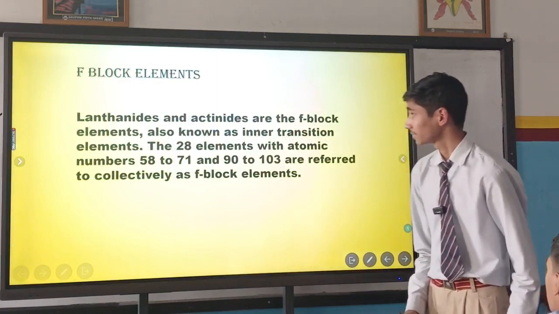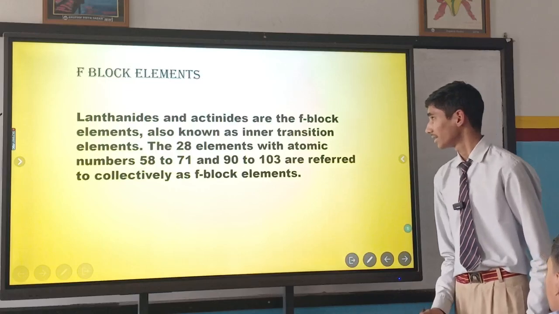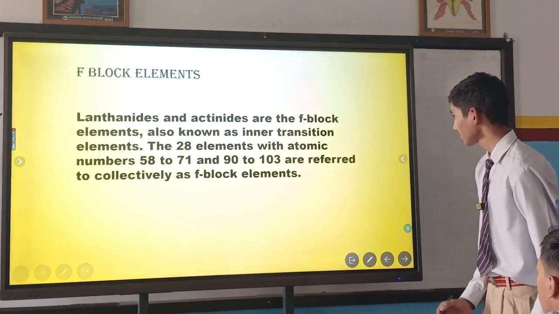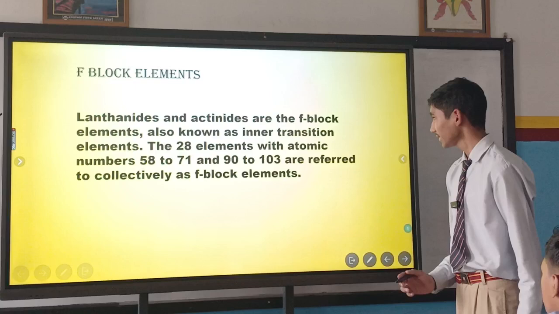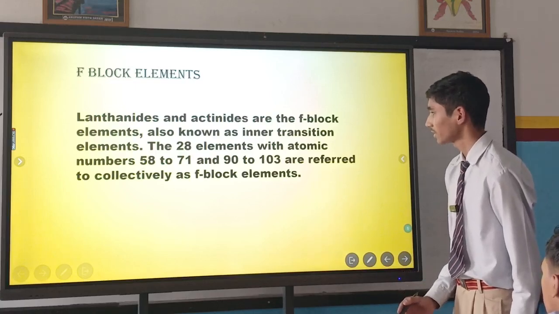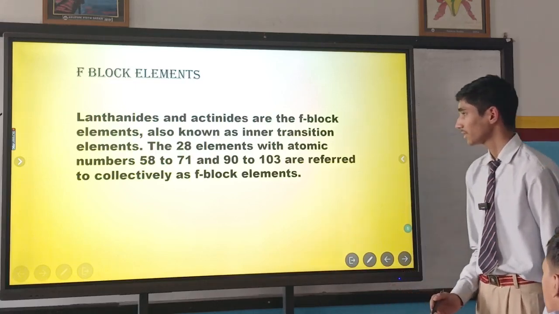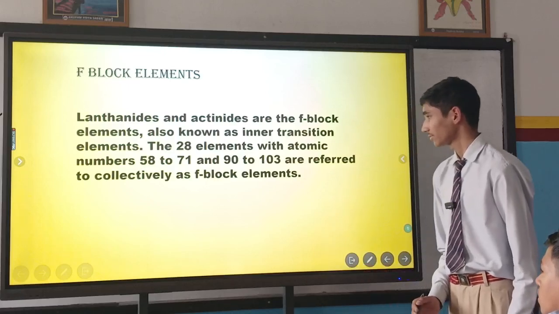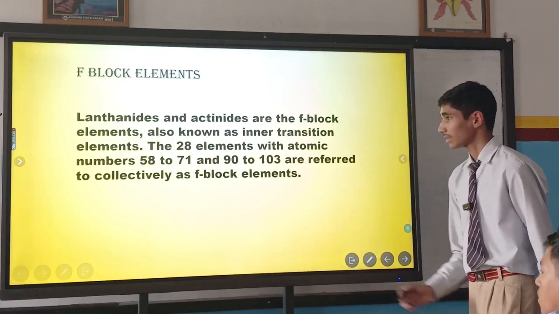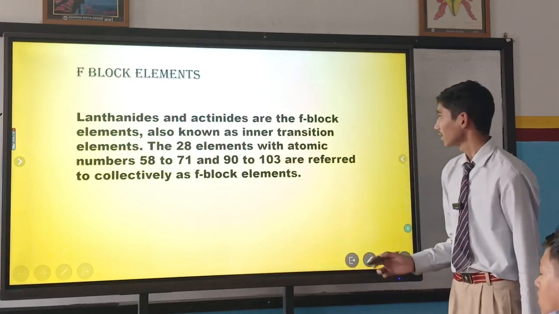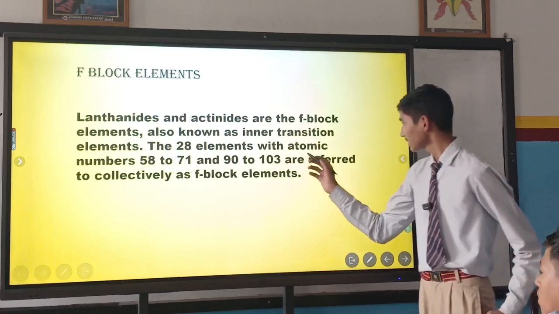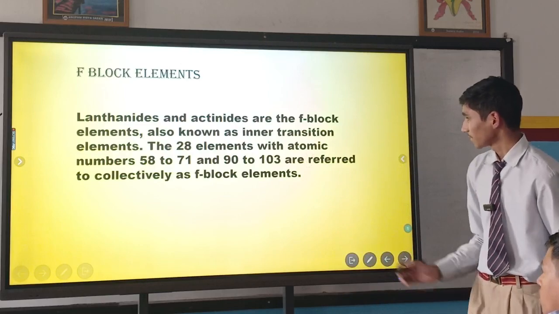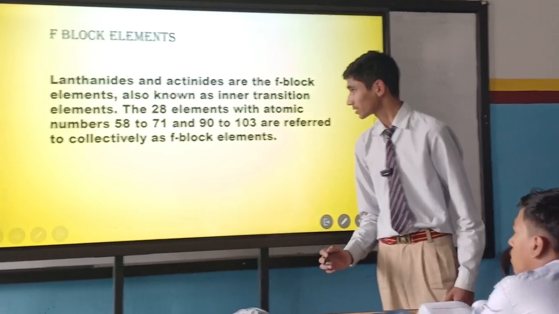F block elements. Lanthanides and actinides are the F block elements, also known as inner transition elements. The 28 elements within atomic numbers 58 to 71 and 90 to 103 are referred to collectively as F block elements. So lanthanides and actinides are the F block elements. They are also known as inner transition elements.